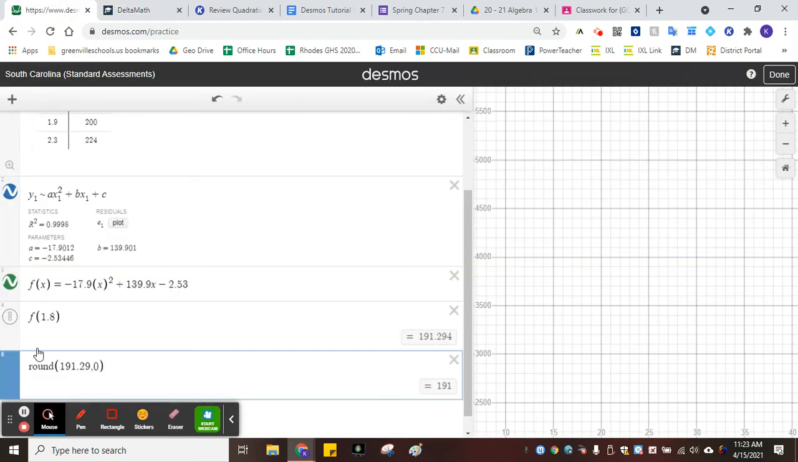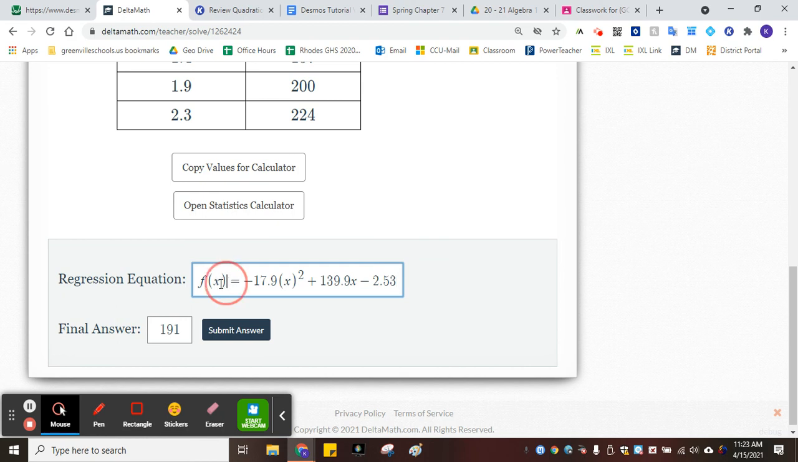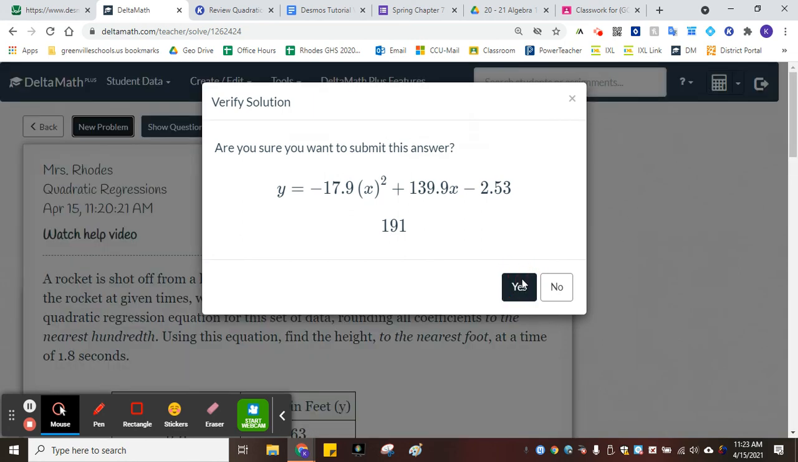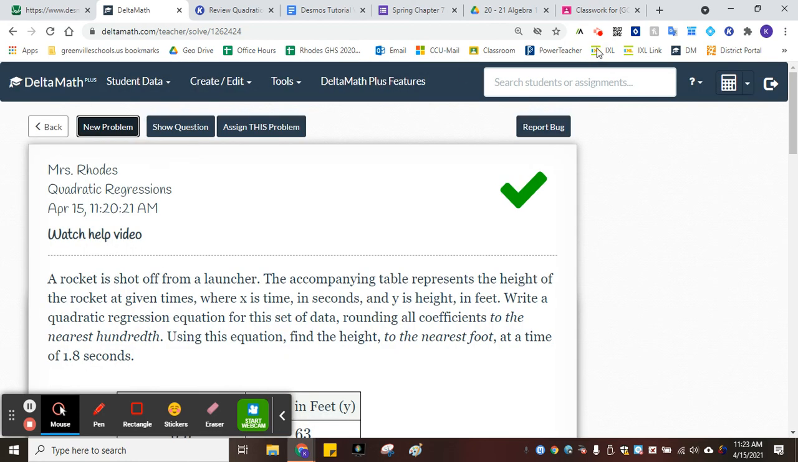191 feet. And my equation, you don't want to put f of x in your equation because it said y. So you're going to put y. If you're having any trouble with this, get on Google Meet with me.